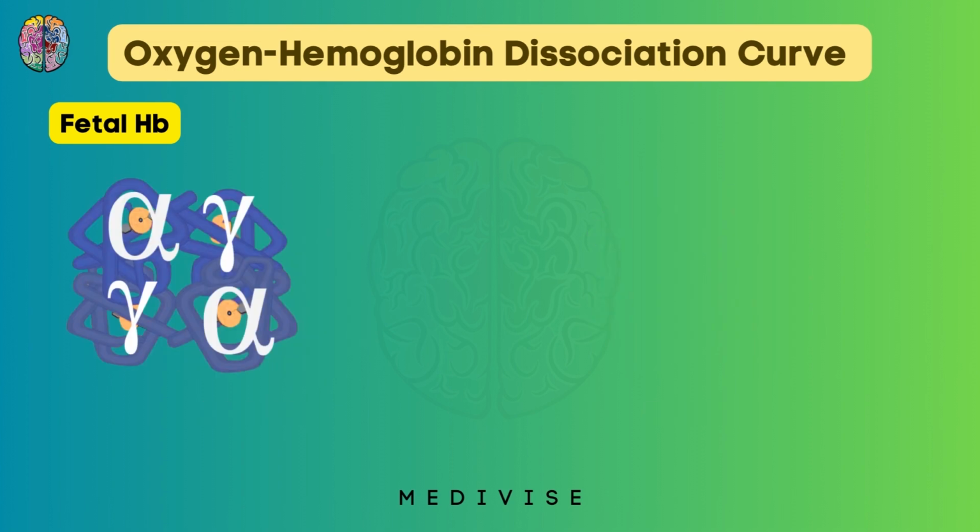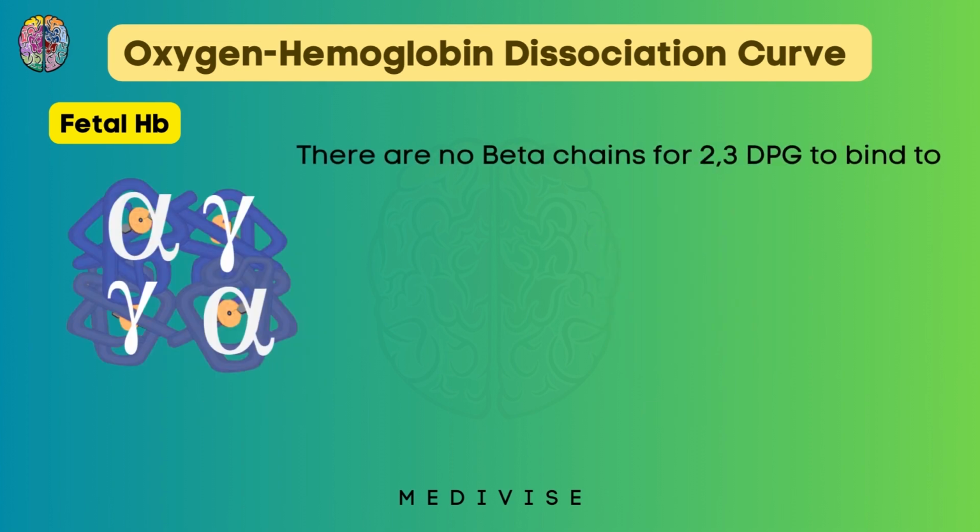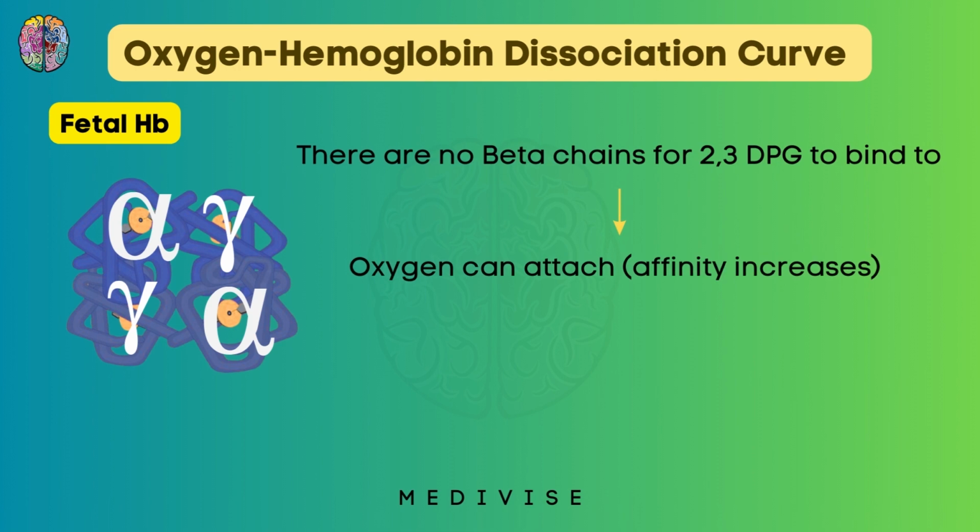Now I'll ask you a question. If there are no beta chains, is the 2,3-DPG going to bind? No, it is not going to be able to bind. So what does this mean? This means that the oxygen can attach to the hemoglobin, or in other words, the affinity is increased. Since the toxic relative 2,3-DPG is not there, the love will again increase.